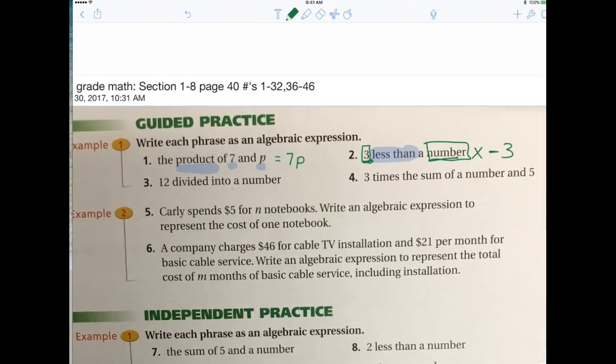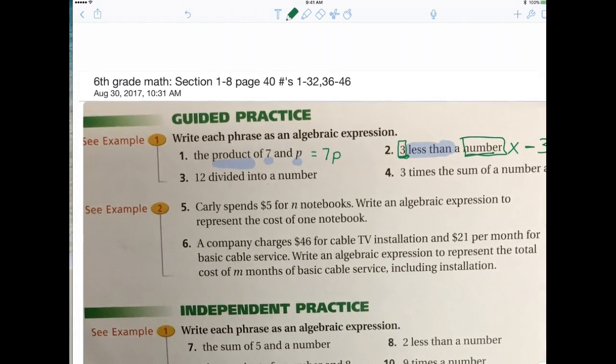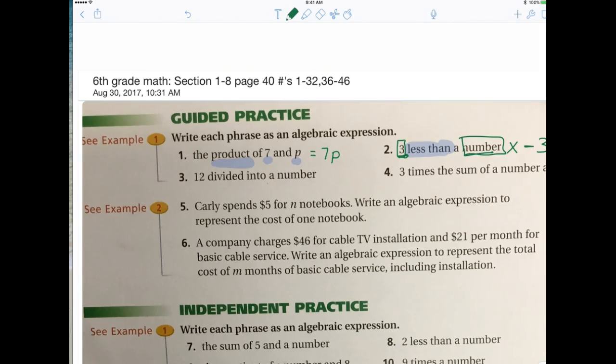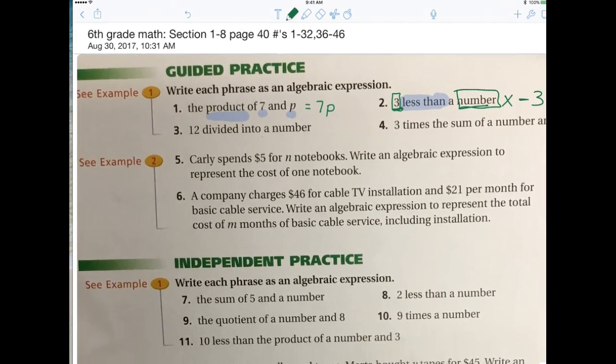Jack, write this down real quick. Section 1-8, page 40, numbers 1 through 32, and 36 through 46.